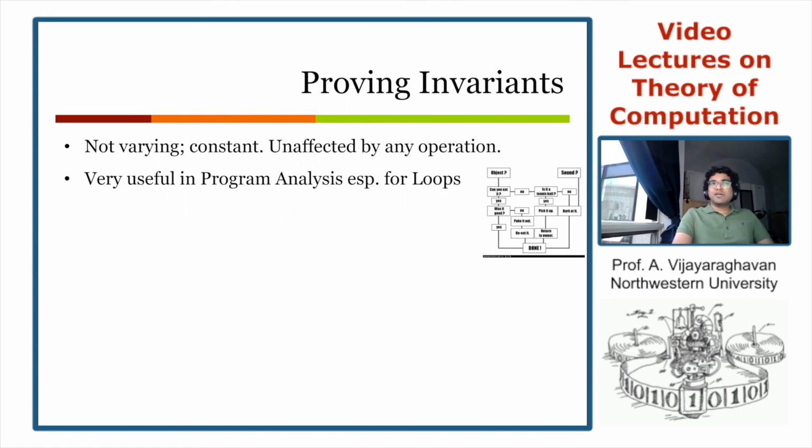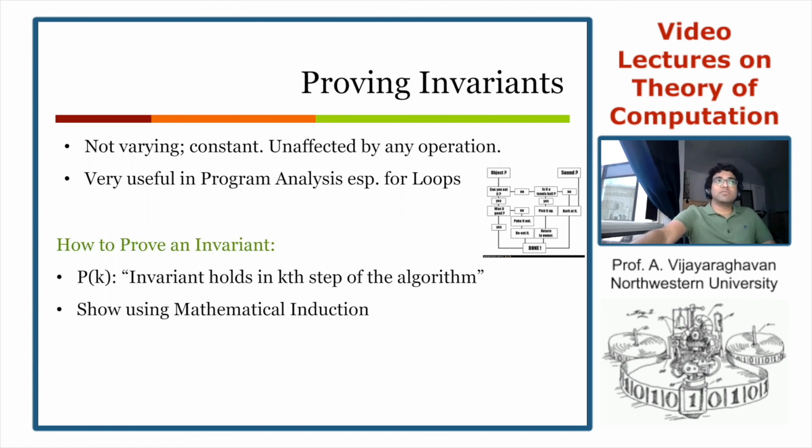So you try to argue that some property of the program is true throughout the execution of the program or the algorithm, and the way you try to do it is to form the predicate P(k), which says that the invariant holds after the kth step of the algorithm, or during the kth step of the algorithm. Now you've turned your goal of proving an invariant about a program into a statement about natural numbers. And now you can try to show this using mathematical induction.